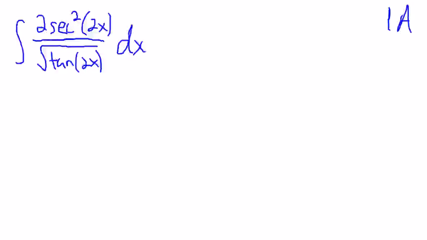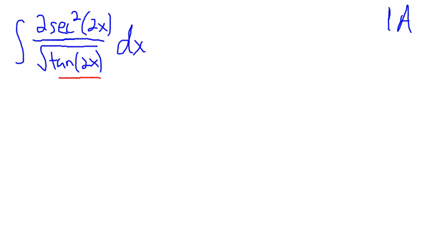Number 1A from your integral study guide. You need to figure out first if this is a U sub or if it's some other type of integration. This one is a U sub. What you should recognize, and this is what you always look for when you're looking for U sub, I've got a tan 2x, and it's inside of a square root.